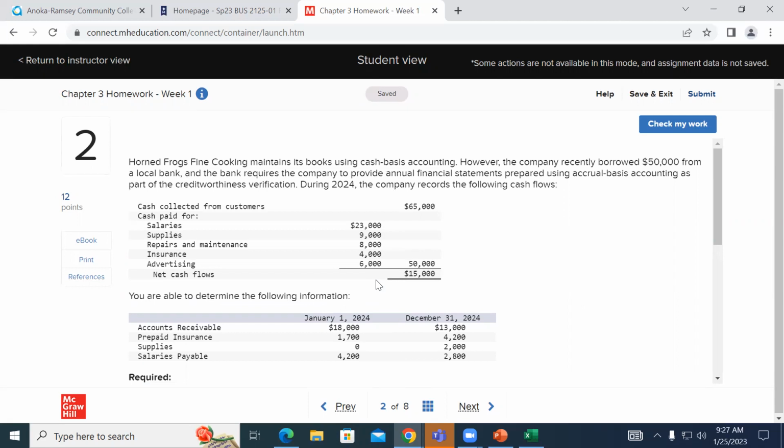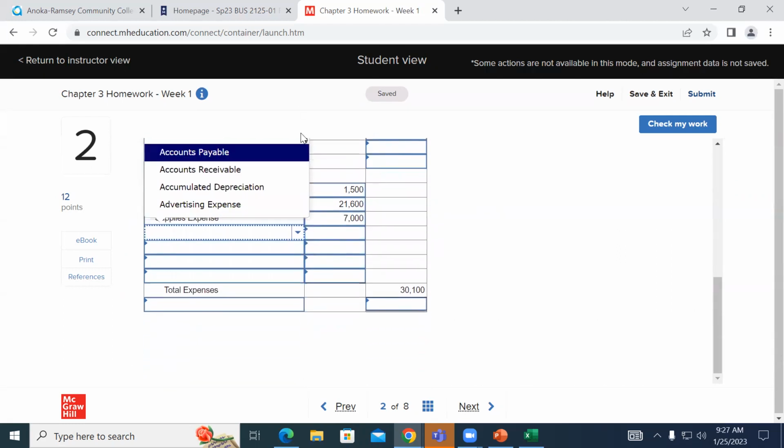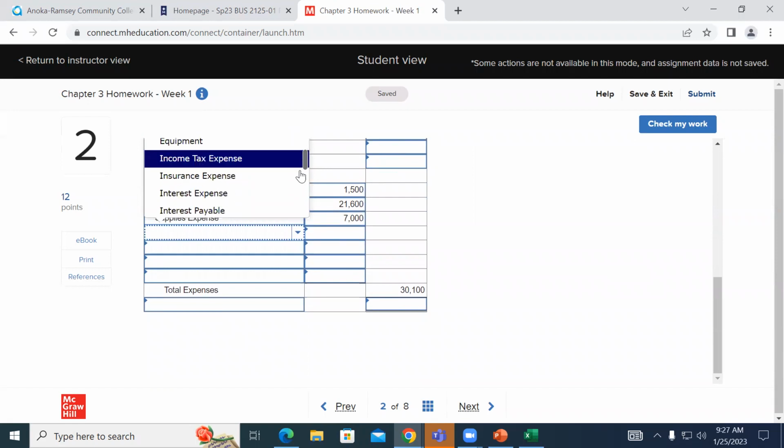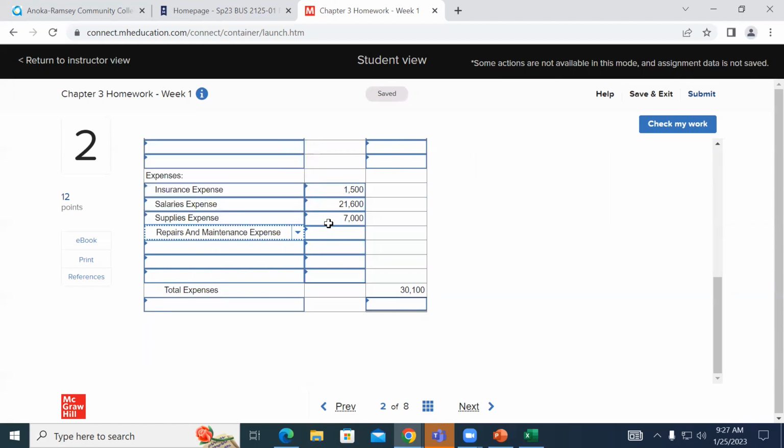Now, repairs and maintenance. I think repairs and maintenance of 8,000 would be repairs and maintenance expense, 8,000. Repairs and maintenance expense, 8,000. I don't see any accounts payable there.